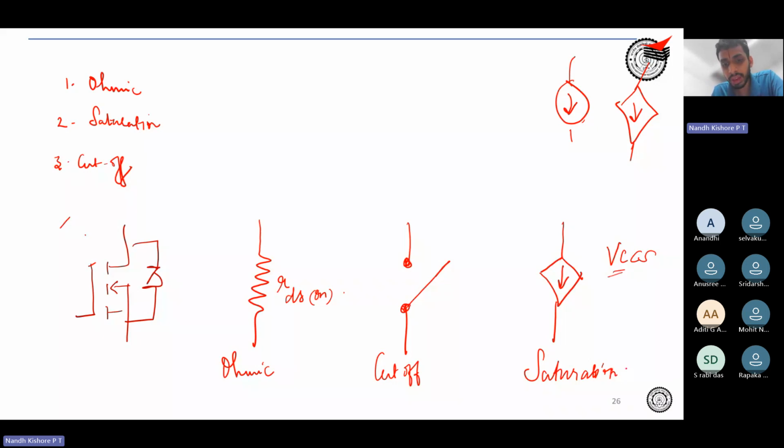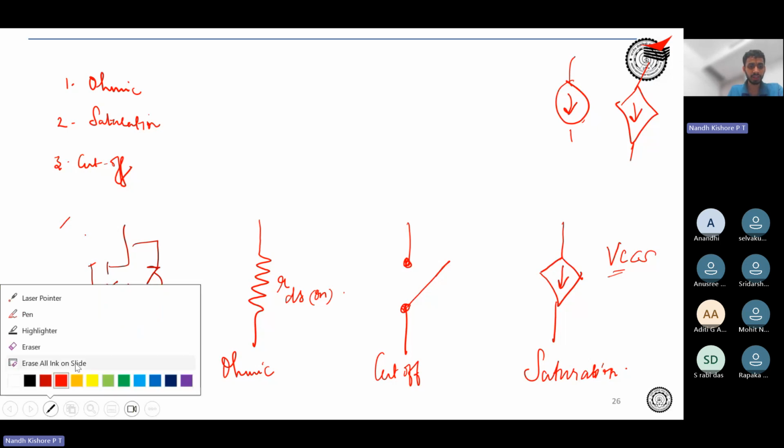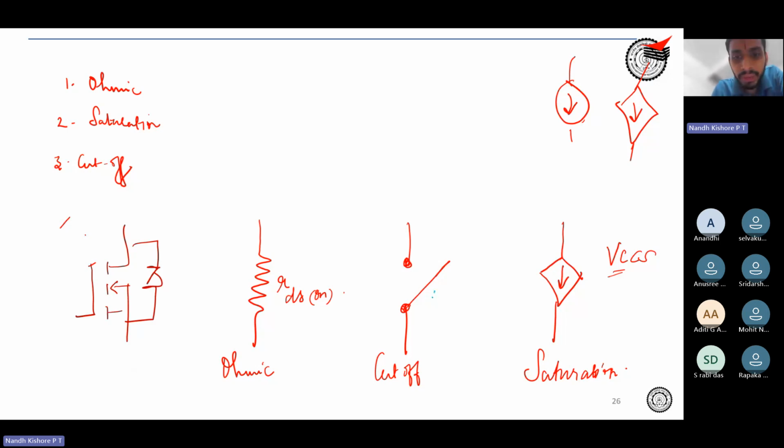So when do you tell which region the device is in? Cutoff is simple. When VGS is less than V threshold, the device is in cutoff, correct? Now when VGS is more than V threshold, there are two cases. It can be ohmic or it can be saturation, correct?